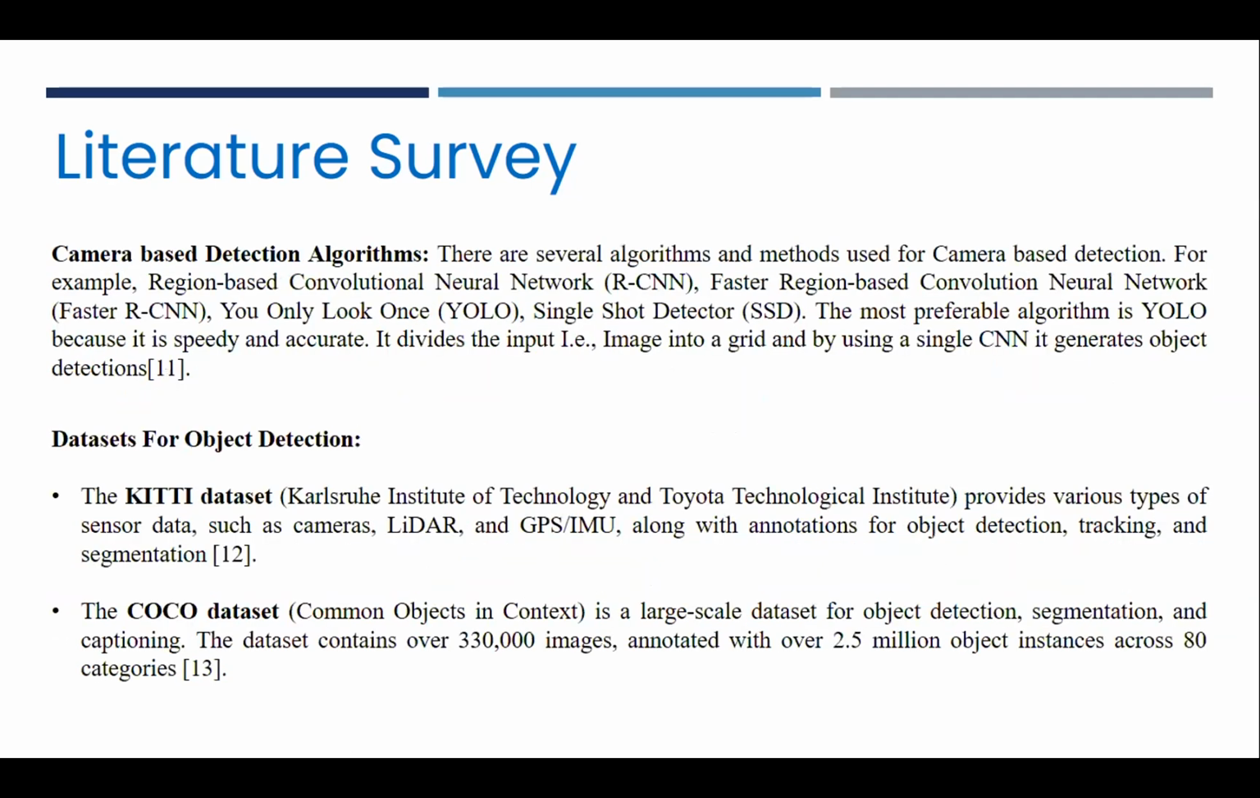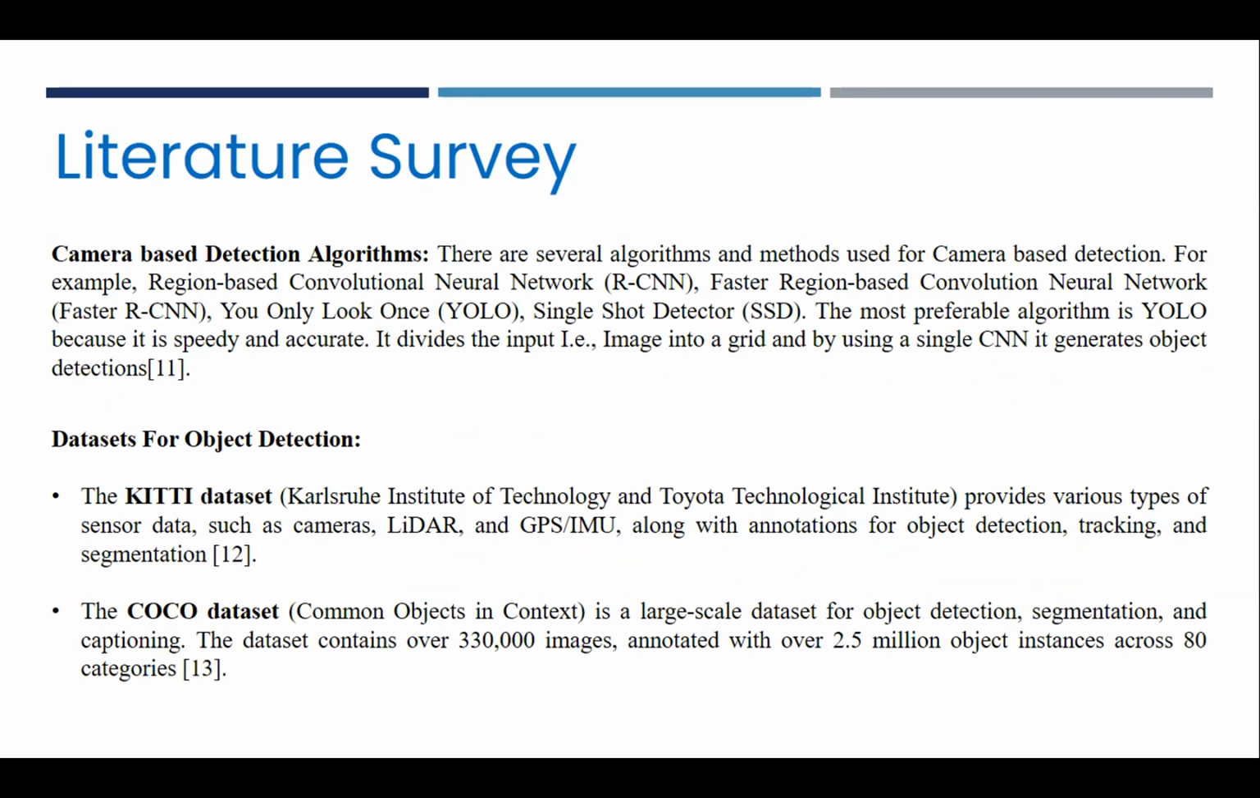Coming towards the camera-based detection algorithms, we have different ones. That will be RCNN, the advanced regional convolutional neural network, which is one of the advanced algorithms. We have an algorithm called YOLO, You Only Look Once. We have the single shot detector, and many more like that.